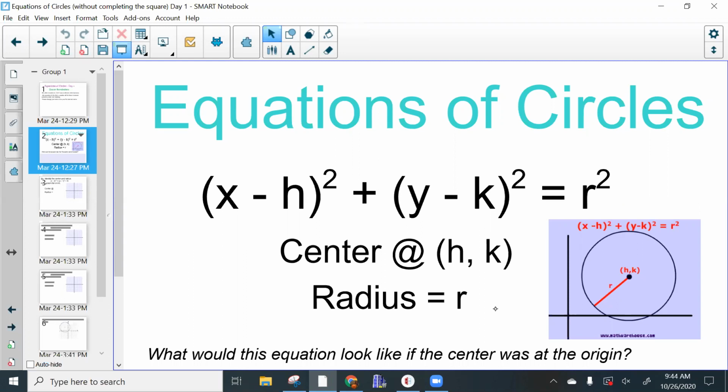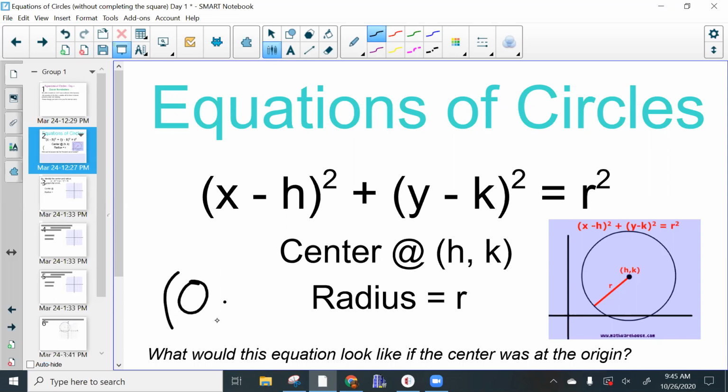So what would this equation look like if the center was at the origin? Does anyone know what the origin is on a coordinate graph? Do you know where that is on a coordinate plane? The origin, like what point? Yeah, perfect. So let me go ahead and write this out. The origin would be 0, 0. So that would just make our h 0 and our k 0.